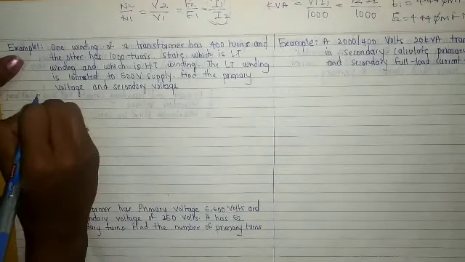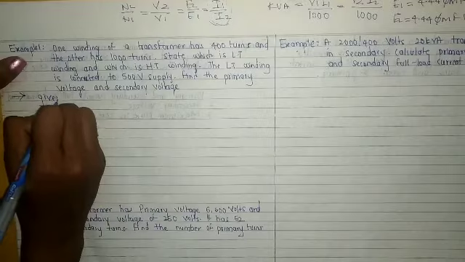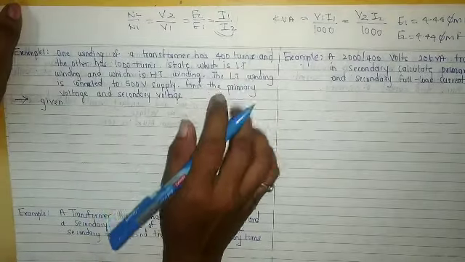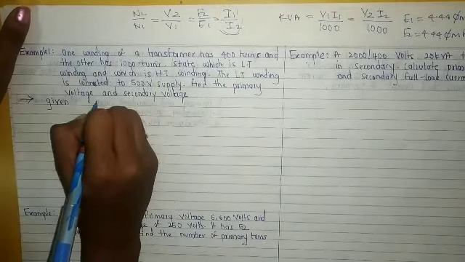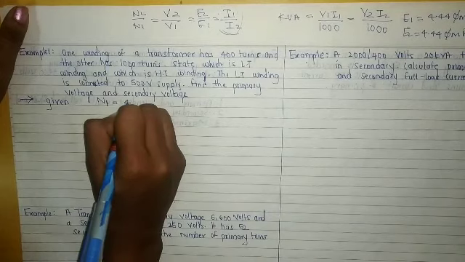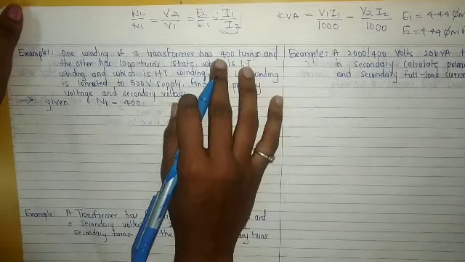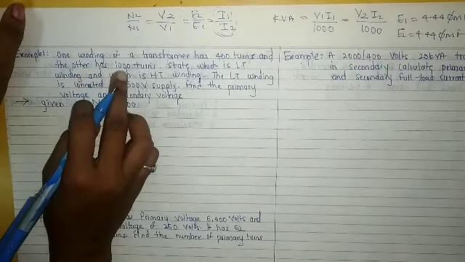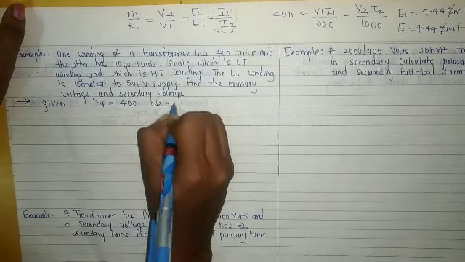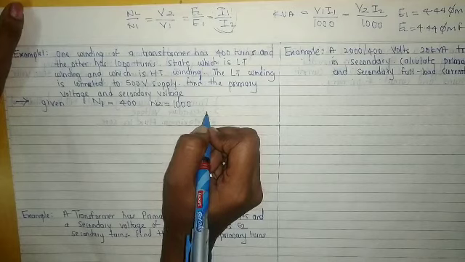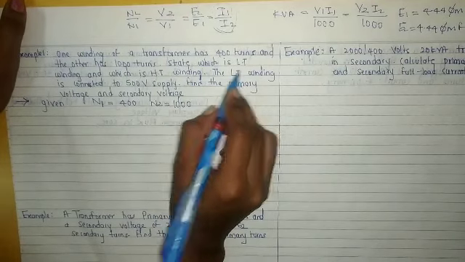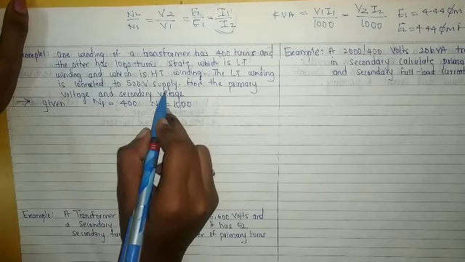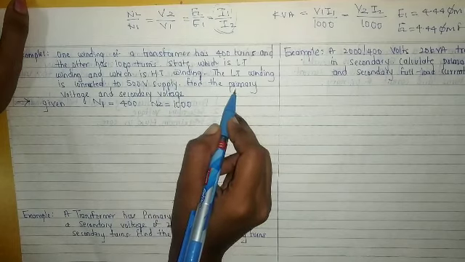So here, given. So what is given? One winding of transformer has 400 turns. So for one winding, that will be N1 equal to 400. So whatever turns may be, if it is first, then we will write N1. And another has 1000 turns. So N2 is equal to 1000, right? State which is LT winding and which is HT winding. The LT winding is connected to 500 volt supply. Find the primary voltage and secondary voltage.